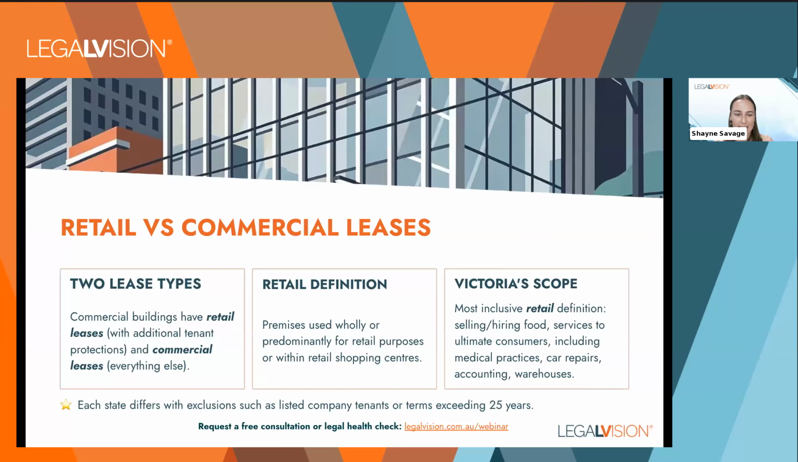So let's get started in discussing the key differences between retail and commercial leases. For commercial buildings, there are two types of leases in Australia. First being the retail leases, and these are leases that are covered by each state's retail legislation, and that's their respective acts that I'll refer to today. Having a retail tenant may not be as favorable to you as a landlord because retail legislations do give additional protections to tenants. And if a lease is not retail, then it ends up being a commercial lease.